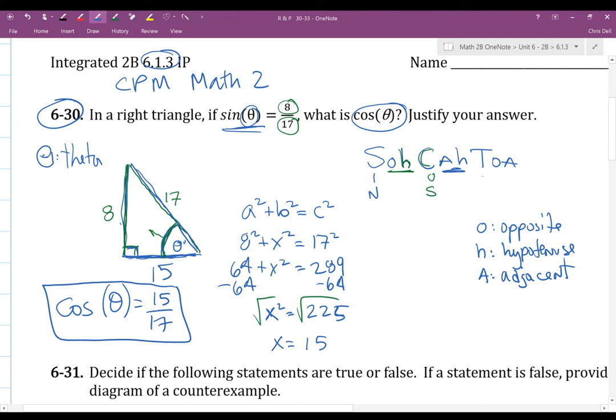To finish my notes over here, though, just so you understand it, in SOHCAHTOA, TOA is the tangent, and tangent's always opposite over adjacent. So if you're trying to find the tangent of something, it's the ratio of the opposite over the adjacent sides.